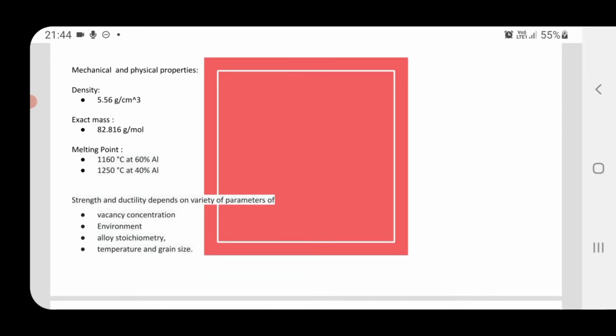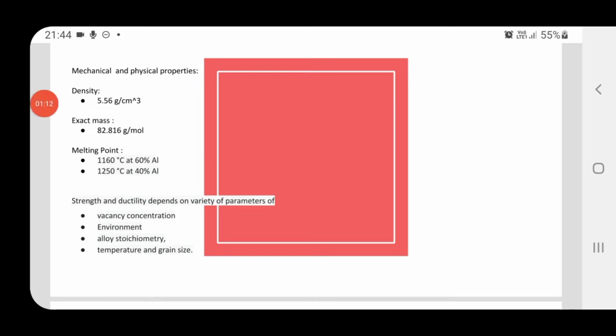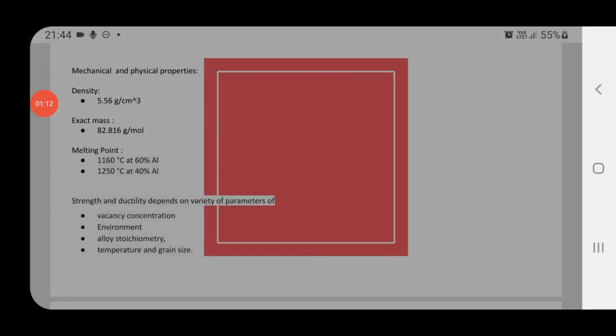1160 Celsius at 60% aluminium and 1250 Celsius at 40% aluminium. Meanwhile, the strength and ductility of the FeAl alloy depend on a variety of parameters, which are vacancy concentration, environment, alloy, temperature and grain size.